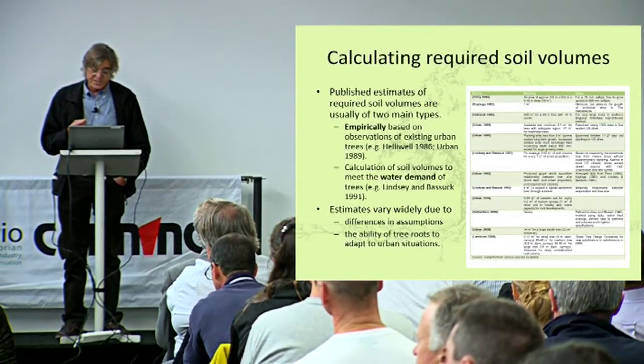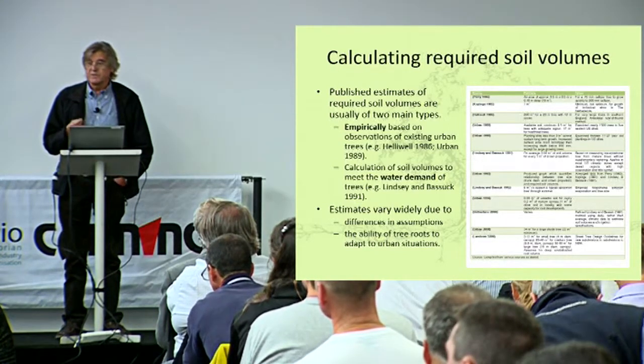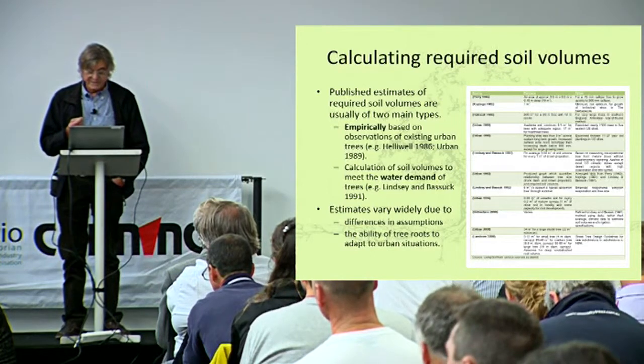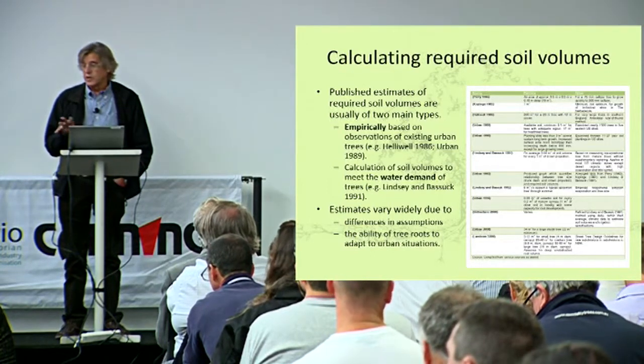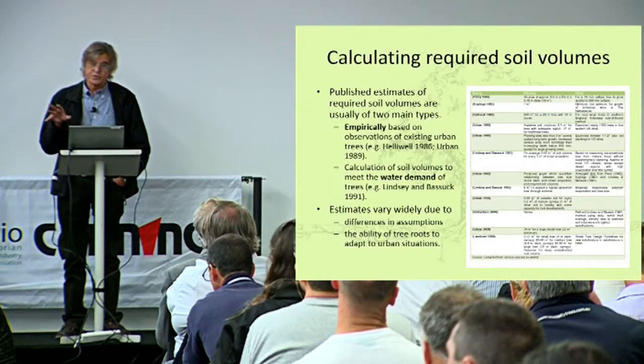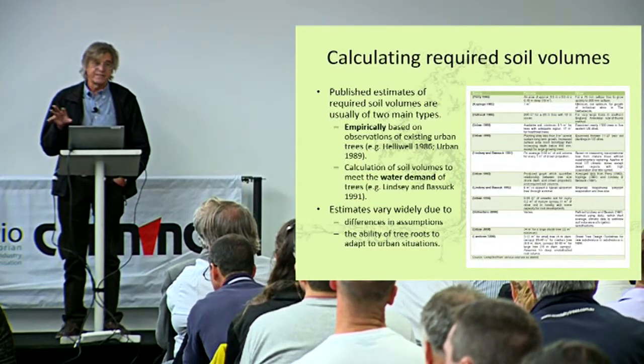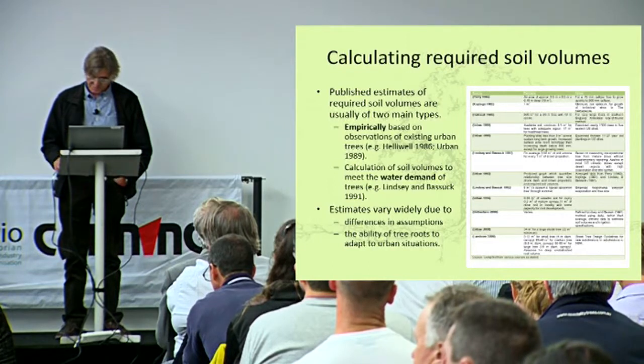These estimates tend to vary widely due to differences in the assumptions in the research methods, and also the ability of tree roots to adapt to urban situations. So trees can colonise a lot more soil than you might think they've been allocated in their planting space.